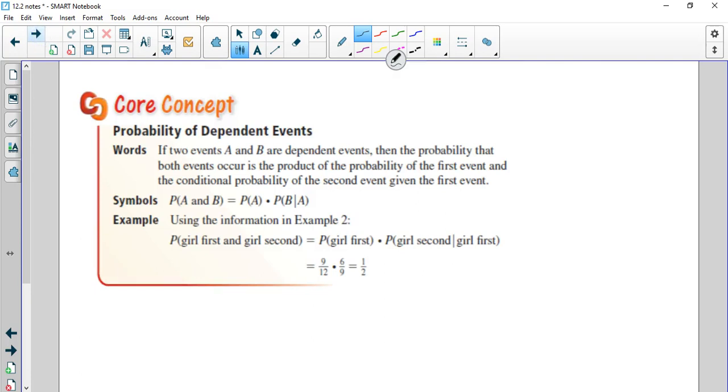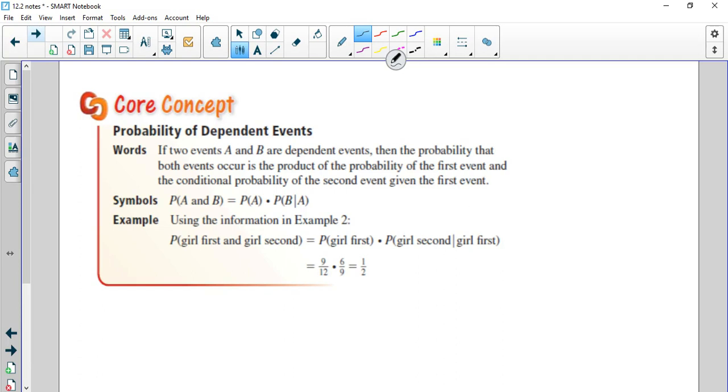Okay, now we have the probability of dependent events. In other words, the second thing is dependent on the first thing. Okay, so like if I pull letters out of a hat and I don't put the letter back in, then the odds change because now the numbers are different on the second pull. So let's look at this example. First off, the probability of A and B, given the first event, is the probability of A times the probability of B given A. And this will make sense when we kind of do it in the examples.